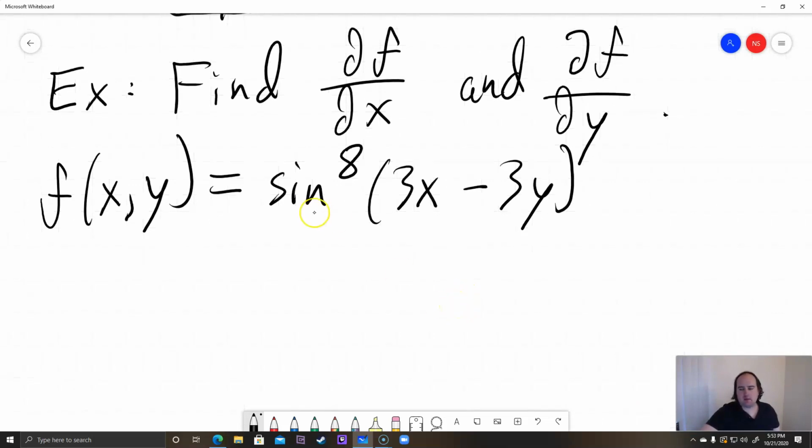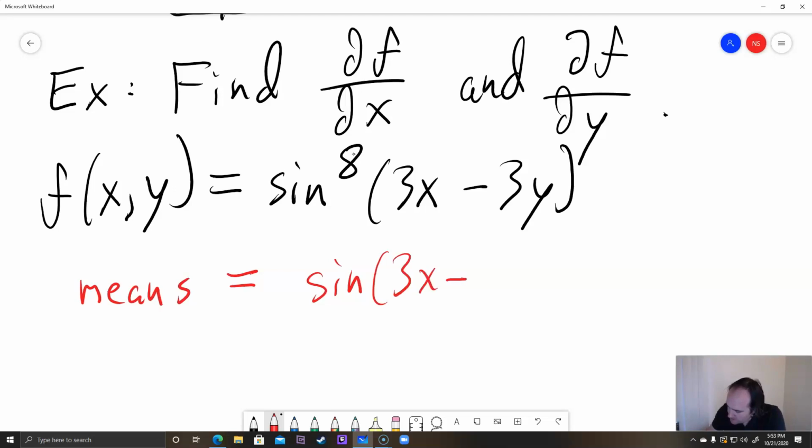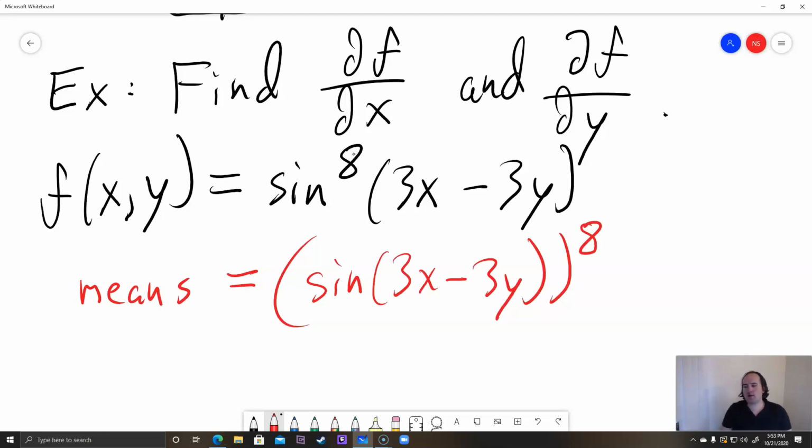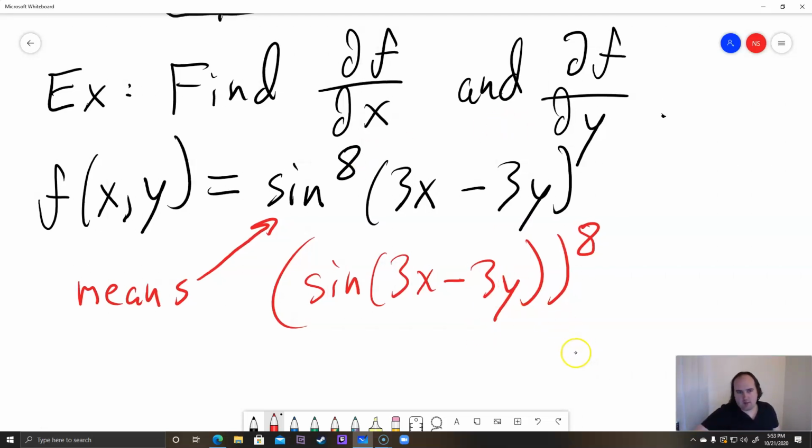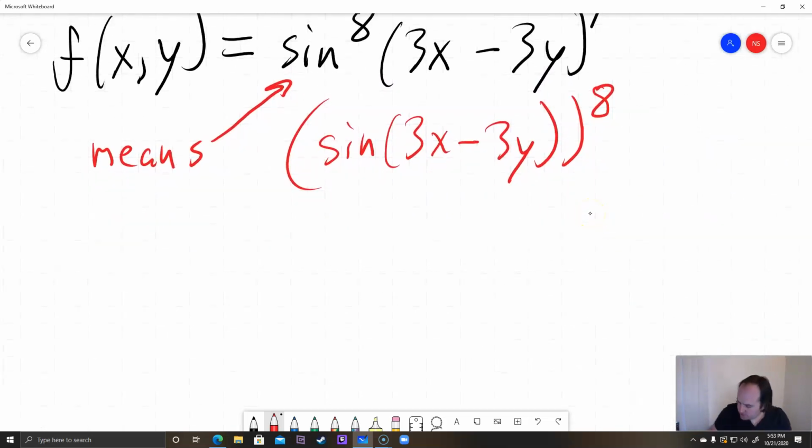This one's a little bit challenging because we have a pretty big composite function. What the sine to the 8th power actually means is sine of the quantity 3x minus 3y, quantity to the 8th power. So just in case you weren't sure what it meant, that's what it actually means. You can bring the 8th power out front like that, and then hopefully it'll make it easier for you to use the chain rule. So let's start with our partial f, partial x.